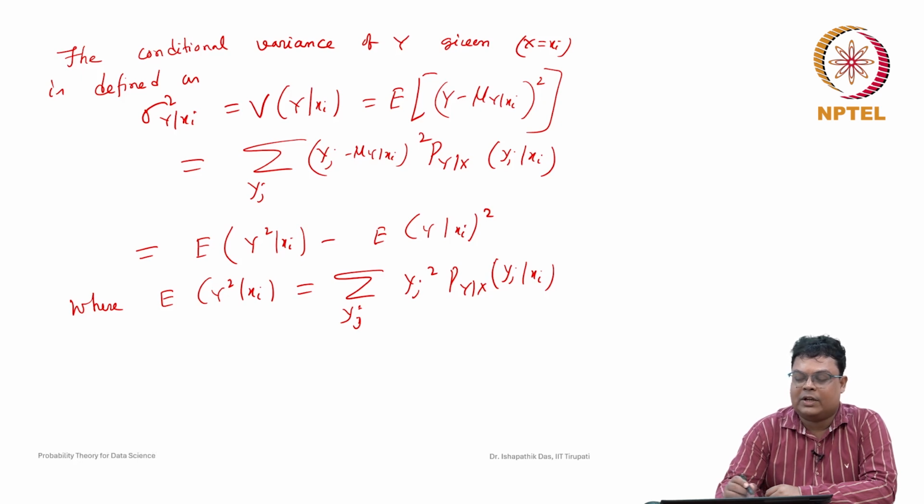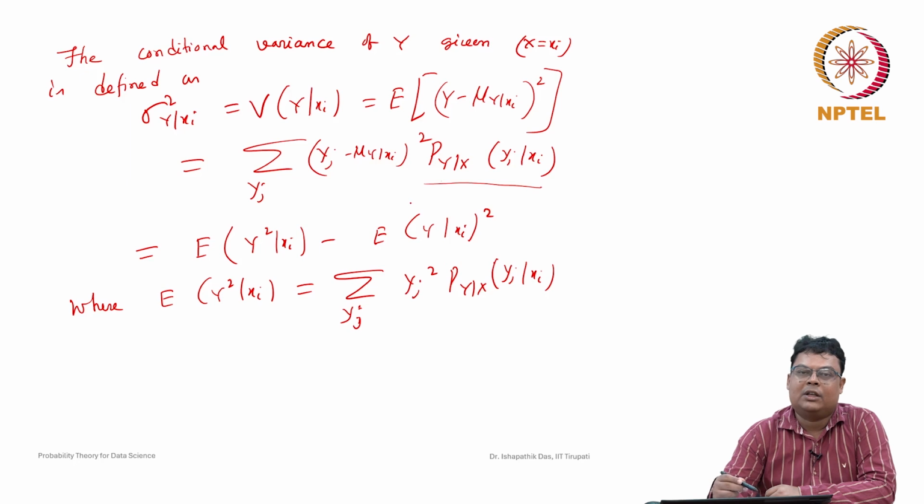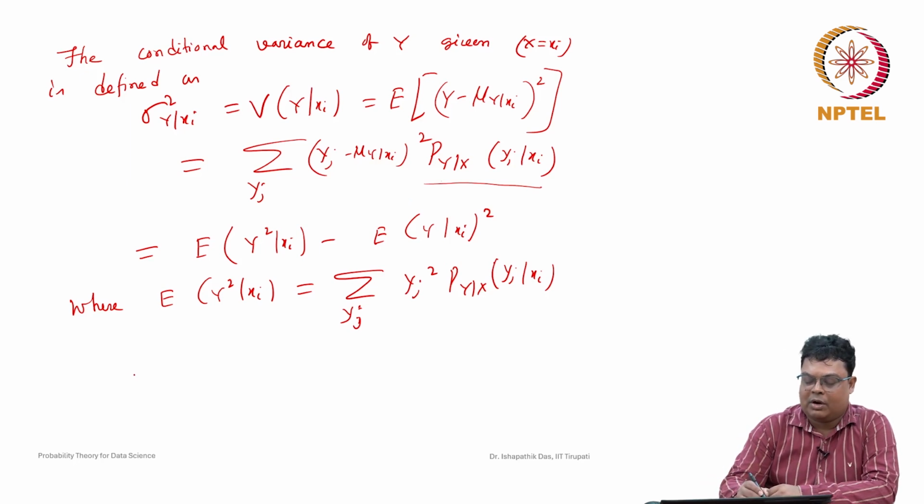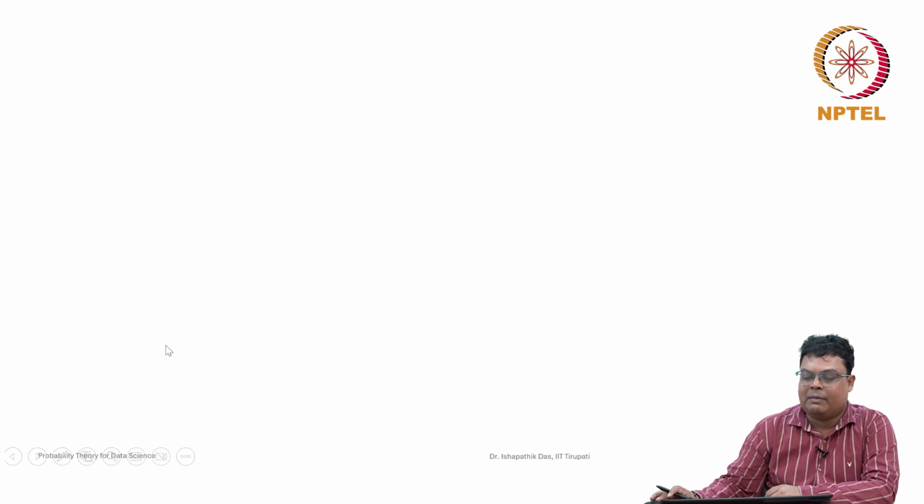So basically this conditional mean and conditional variance: if we consider this probability mass function as the conditional probability mass function, and with respect to that you find the mean and variance using the usual mean and variance formula, then you will get this conditional mean and conditional variance. So now you can ask the opposite: how can we similarly define the conditional mean and variance?